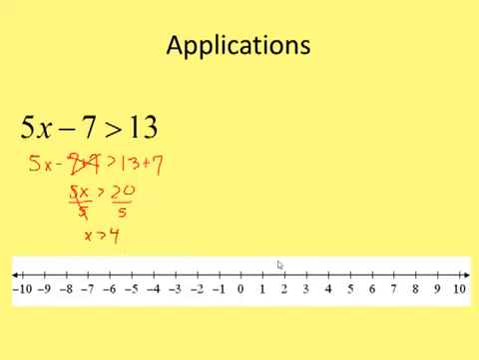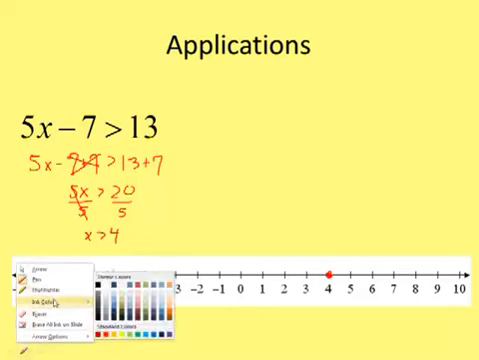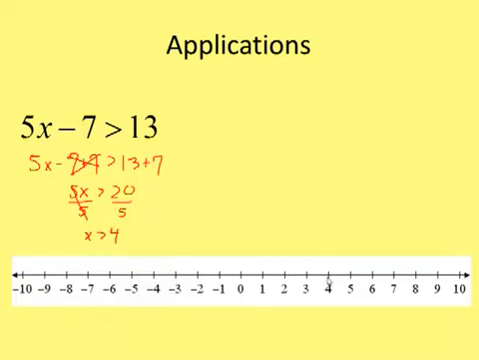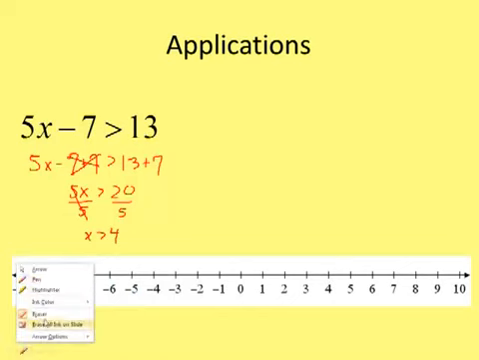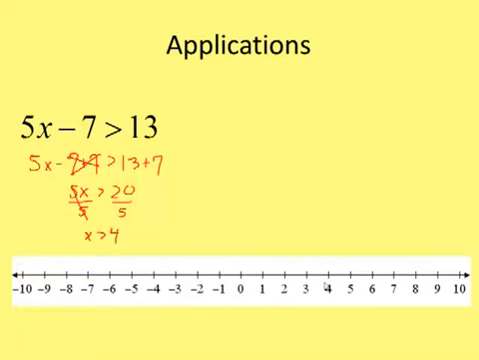So on a number line, what that would look like is we would have 4, and I'm sorry, it needs to be an open circle. So I don't know if I can erase this. Oh, there is an eraser. Okay, so we would have an open circle here, and then we want to do everything that's larger than 4. So everything larger than 4. And so that's what it would look like on a number line.